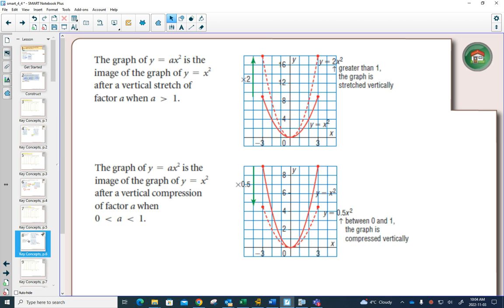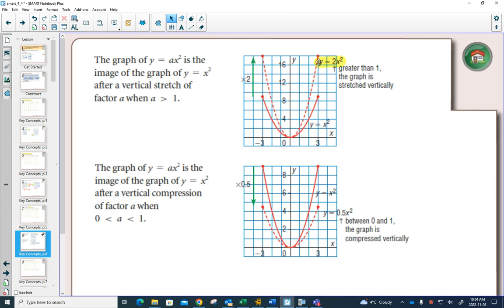And the number in front makes it either narrower or wider. Technically, the proper term would be that it stretches it vertically away from the x-axis. So if my a value is 2, highlight this one right here, y equals 2x squared, it's stretching it away from the x-axis.